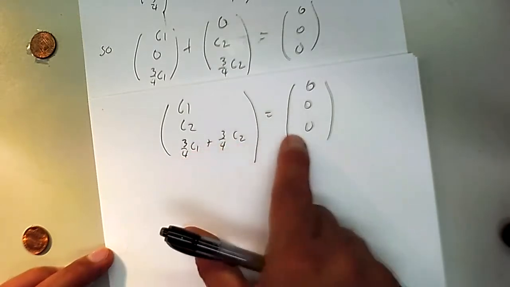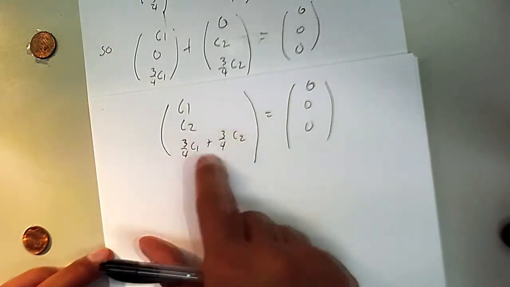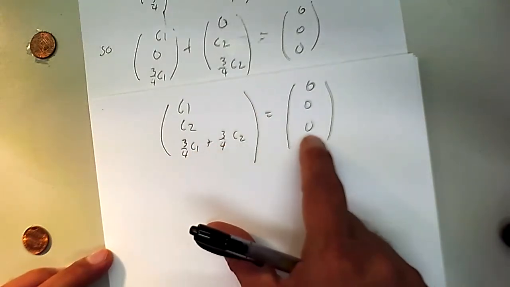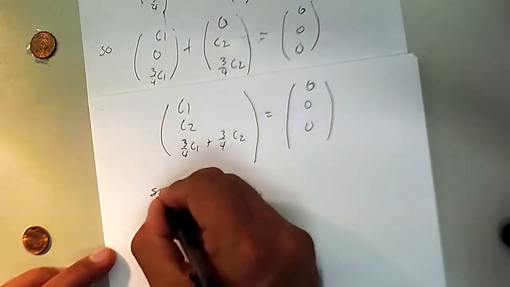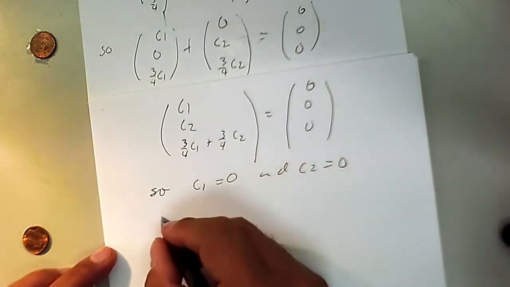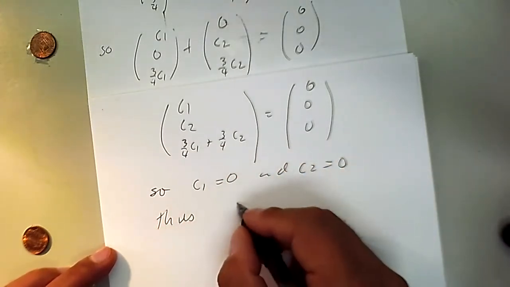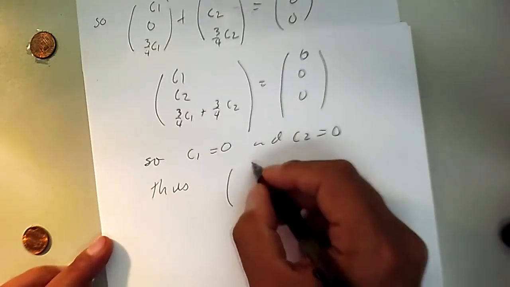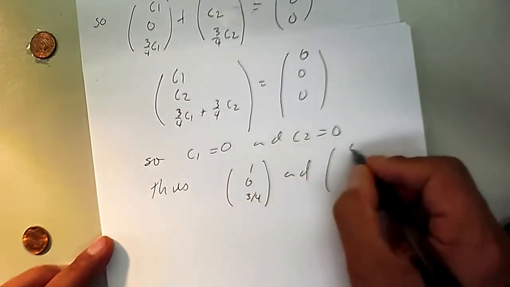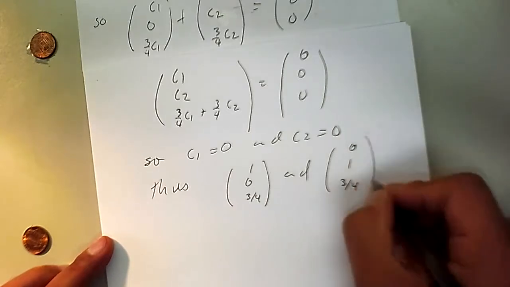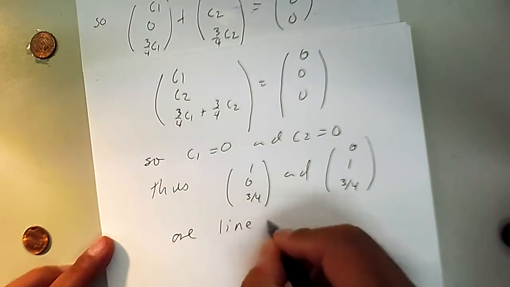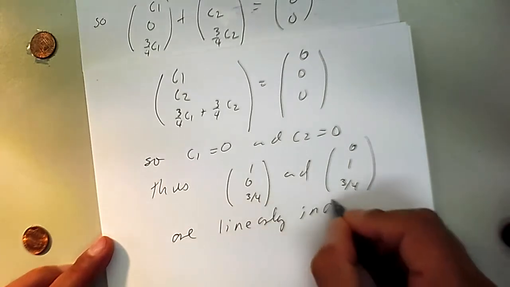And those two have to be 0. But if those two are already 0, then multiplying by 3/4 and adding them together, it's still going to give us 0. So C1 has to be 0 and C2 has to be 0. Thus, the vectors (1, 0, 3/4) and (0, 1, 3/4) are linearly independent.